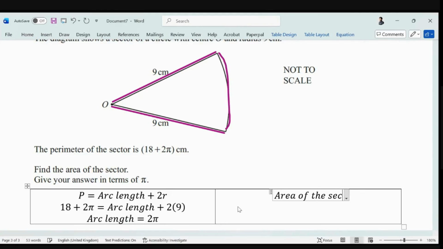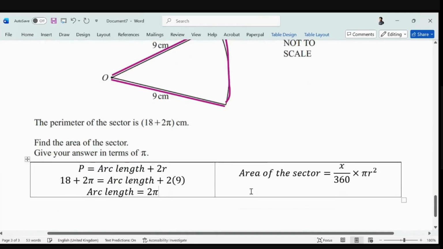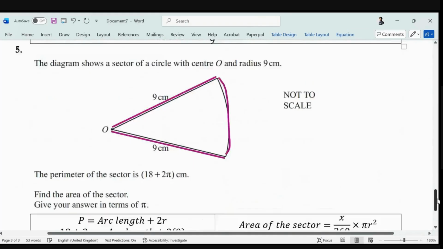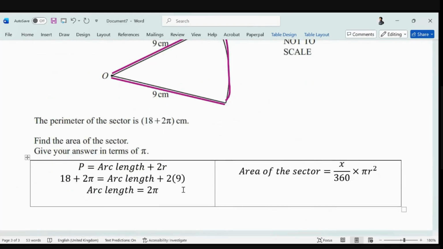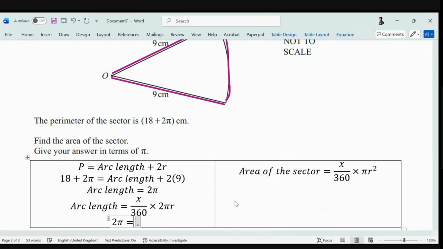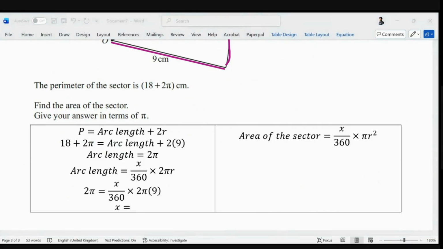The area of the sector is found by taking the fraction of the circle and multiplying it by pi r square. So by using the arc, we can find the angle at the center. We do not know the angle at the center. Arc is 2 pi. Angle at the center is unknown. And radius is given. Solve this for the angle x, which is the angle at the center.